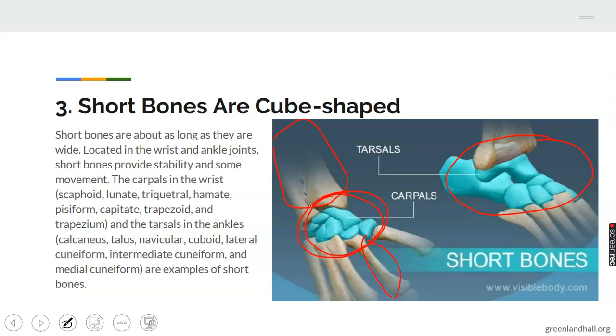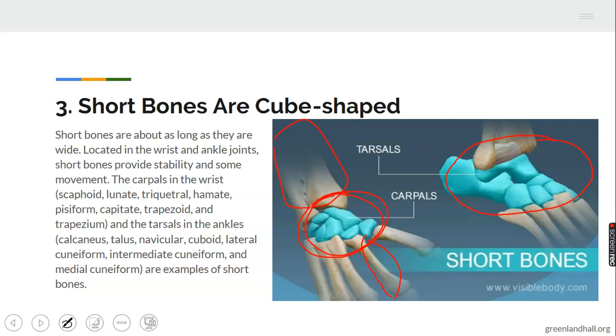Short bones are about as long as they are wide, and they are located in the wrist. They are the ones that help you move your wrist, shake it. As you move your wrists, it's those short bones that help your fingers to move, that help your hand to move.